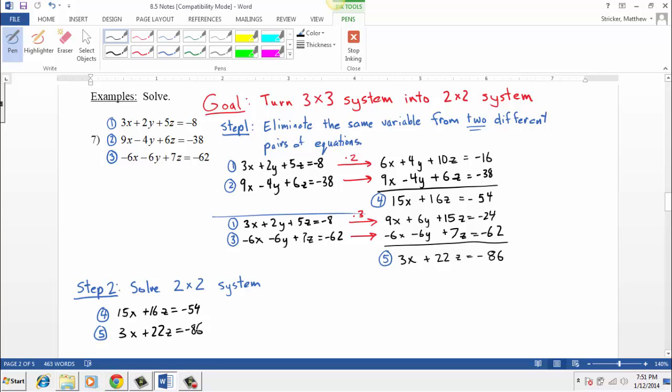And what do we need to do to be able to solve this? Well, I think the easiest thing to do is to take the bottom equation and multiply it by negative 5. Don't change the top one. The top one we'll leave as 15x plus 16z equals negative 54. But the bottom one is now going to be negative 15x, because 3 times negative 5 is negative 15. And then 5 times 22 is negative 110z.